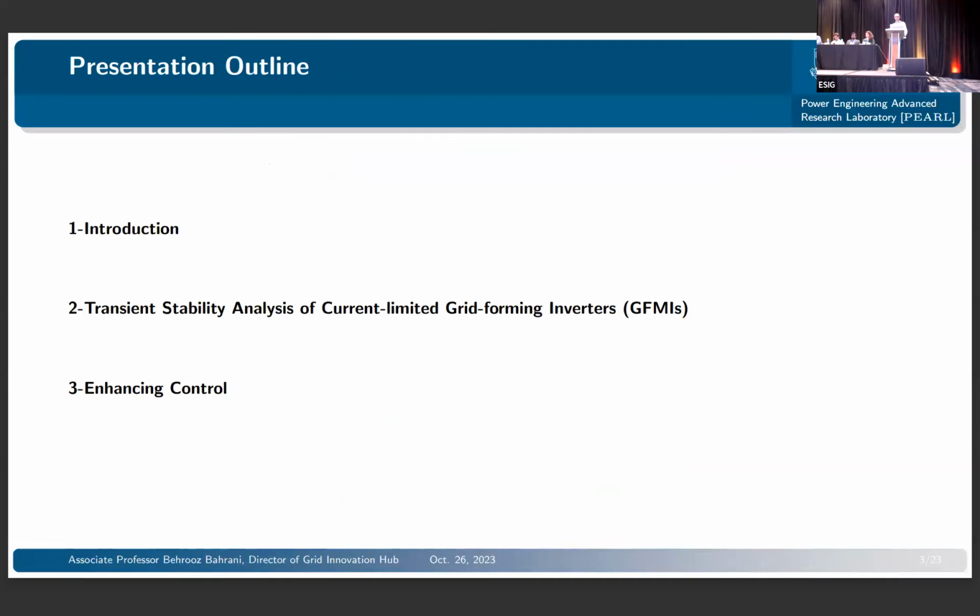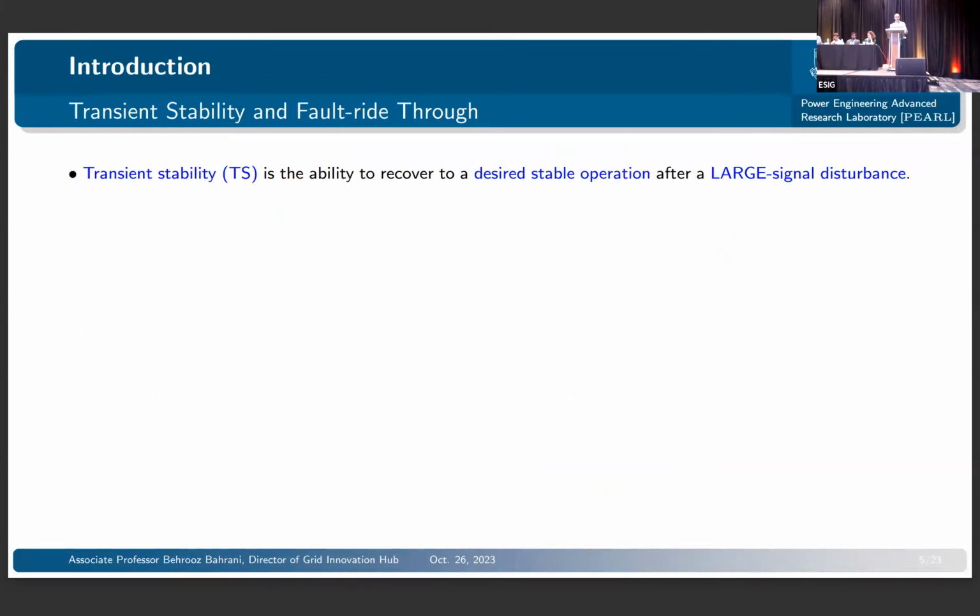I'll be starting with a quick introduction, and then I'll talk about transient stability. And finally, some enhancing controls that we've been looking at in order to improve the transient stability of grid forming IBRs.